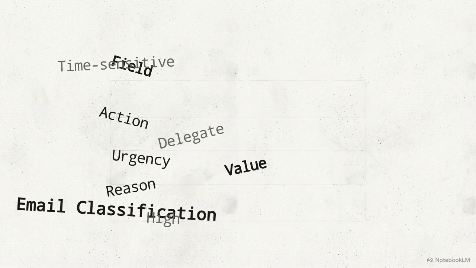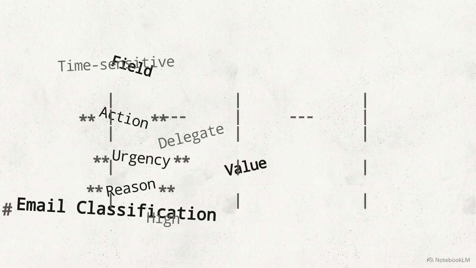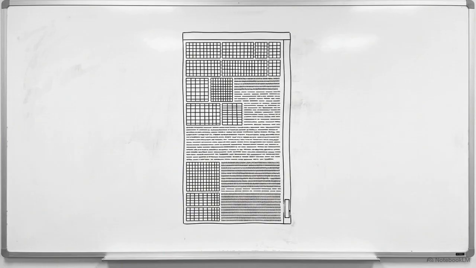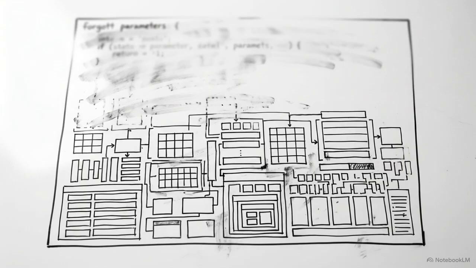We format this efficiently using Markdown, a simple syntax of asterisks and hashes. This compresses data, saving space in the model's context window. If a task is too complex, the instructions overflow that context window. The machine starts to forget its parameters, leading to a silent, steady degradation of the output.